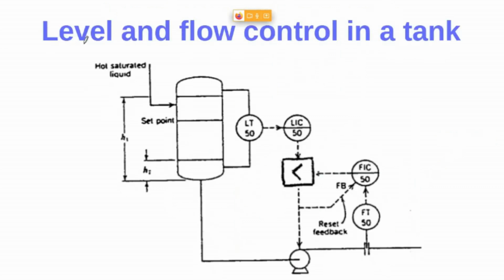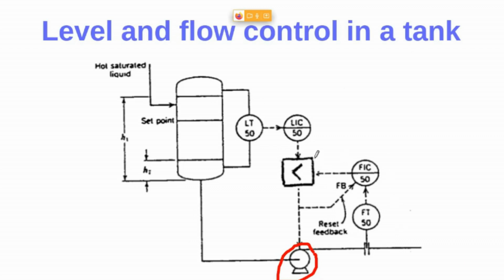Let's have a look now at a mixed level and flow control in a tank. As you can see, the situation is quite similar to the previous one. We have a pump here for the outflow of this tank. We have here the inflow, and we have a level control loop, as you can see here, but we have also a flow control loop, right?